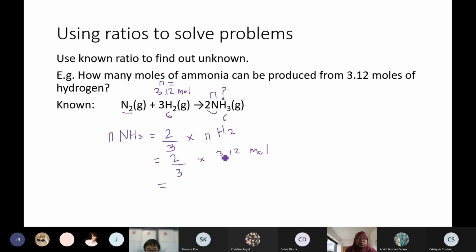Okay, 3.12 divided by 3. What is the answer? 1.04. And then we multiply by 2. It will be 2.08 moles.